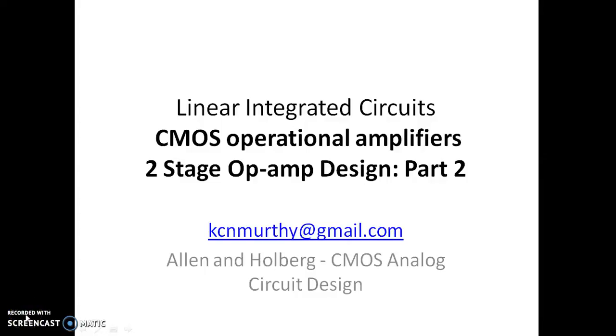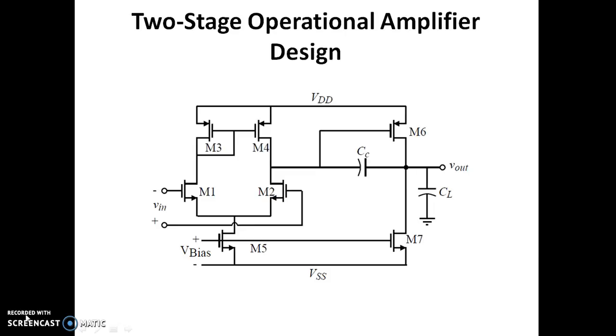Welcome to part 2 of two-stage op-amp design. So we are supposed to design this two-stage operational amplifier. That is, we are supposed to estimate the dimensions of all 7 transistors along with the capacitance CC in order to have desired specifications in terms of phase margin, gain, slew rate, and so many other parameters.